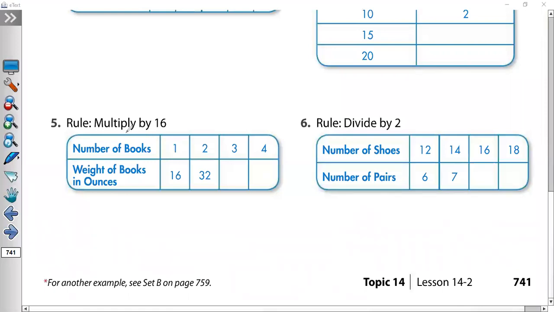Our rule is multiply by 16. We have number of boxes and weight of box in ounces. 1 times 16 is 16. 2 times 16 is 32. What about 3 times 16?